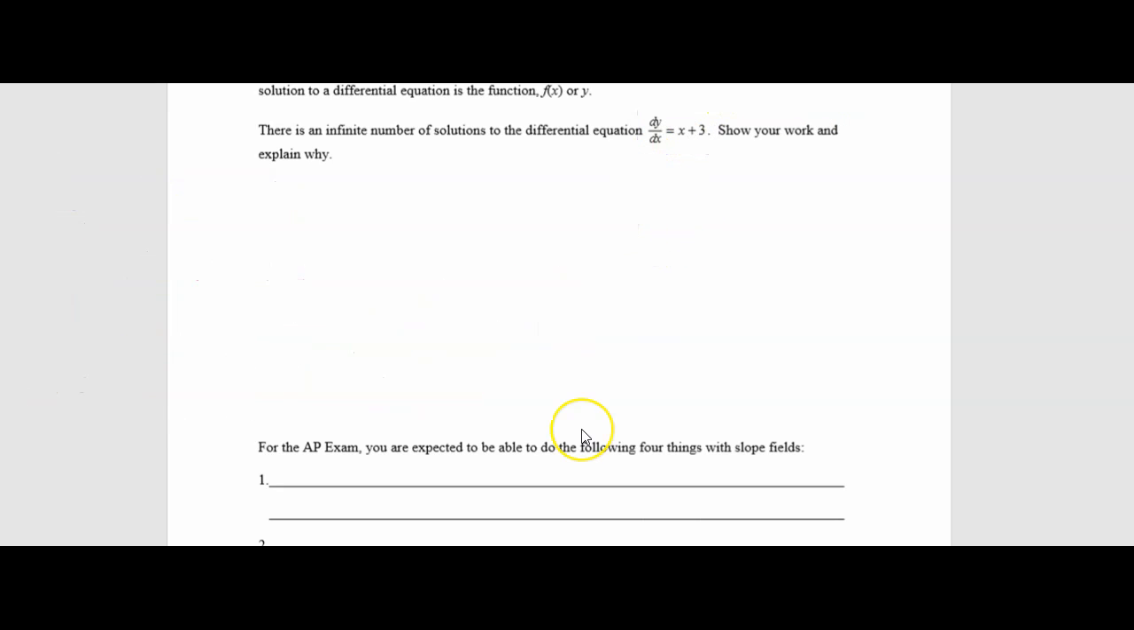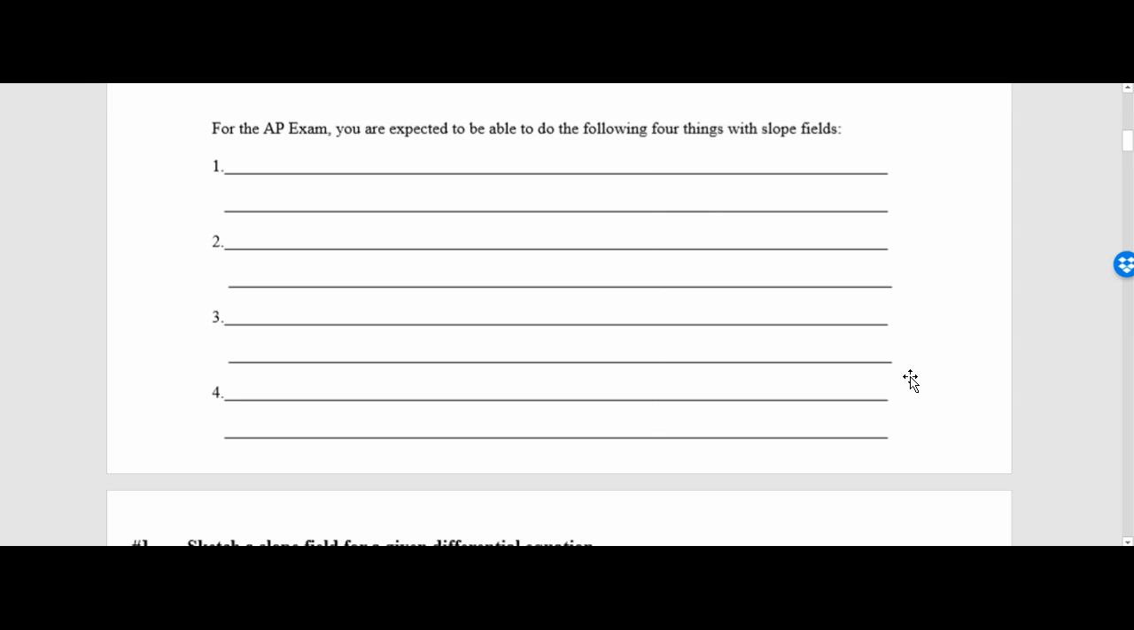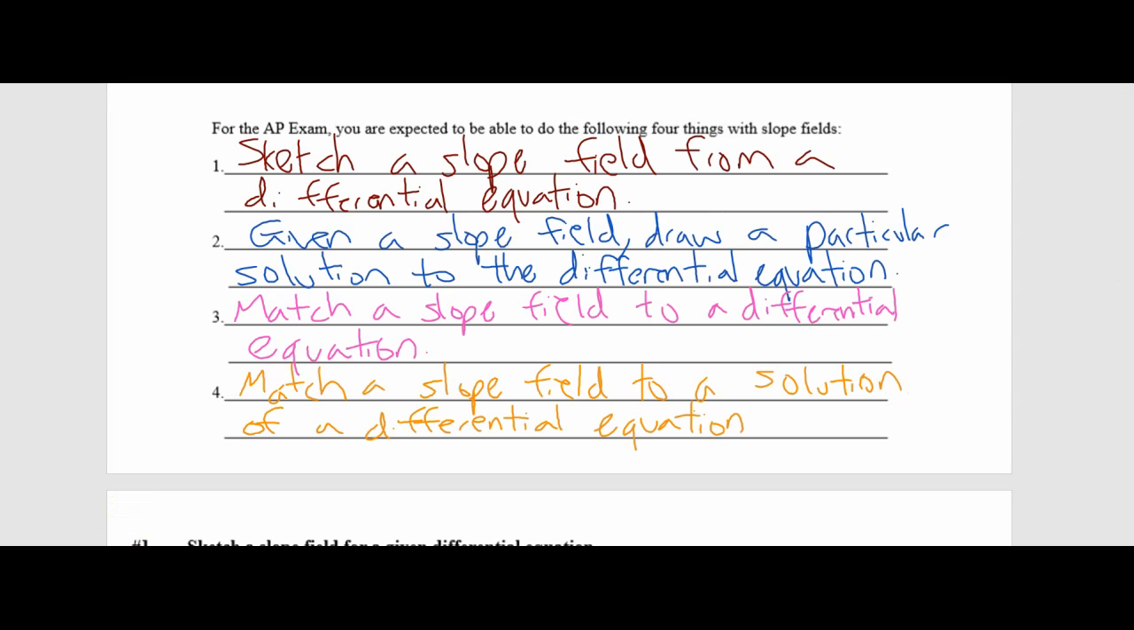Now, there's a few different things, specifically 4, that you're going to be expected to do with slope fields on the AP exam. So let's look at those 4 now. All right, so you can pause the video and write these all down. But the first thing would be to sketch a slope field from a differential equation. Second, given a slope field, draw a particular solution to the differential equation. Number 3, match a slope field to a differential equation. And number 4, match a slope field to a solution of a differential equation.